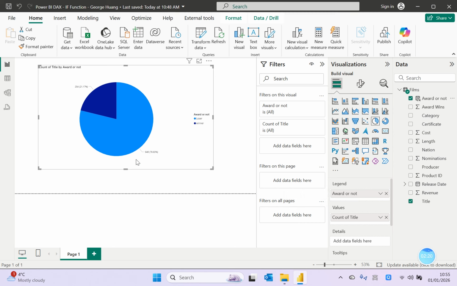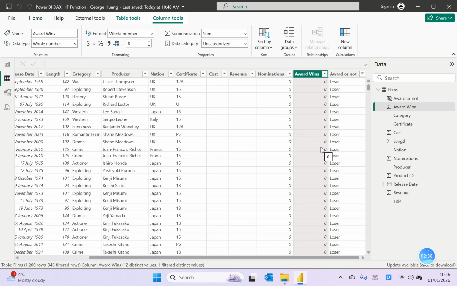Okay, we found that nearly 79% of the movies didn't get the award. They are losers. Just nearly 22% got the award. Okay, that's quite simple. The next part, I will go a little bit further to do the calculations with the IF function.